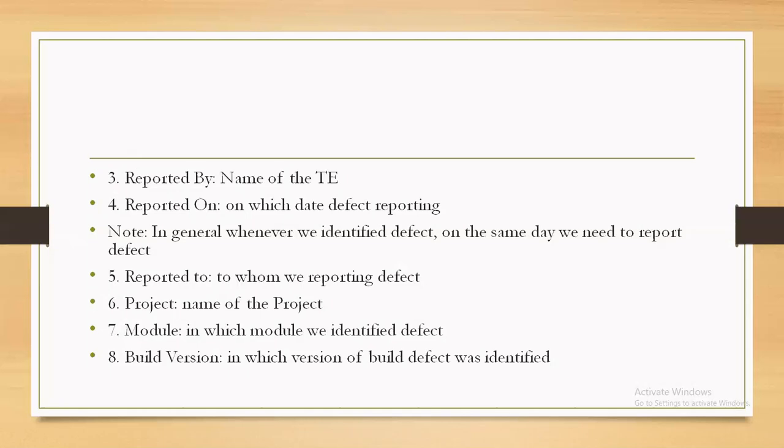Reported to, meaning to whom we are reporting the defect. Generally, we report to our lead. Project is the name of the project in which you identified the defect. Module is the module in which we identified the defect. Build version is the version of the build in which we identified the defect.